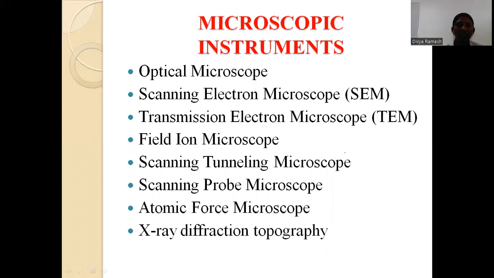These are the instruments. Previously they used optical microscopes, which work based on the principle of light. So without light, this microscope will not work and the image cannot be obtained clearly and it cannot be magnified in a zoom view. Later they developed the SEM and TEM. That is a scanning electron microscope and a transmission electron microscope. These are used as an advanced technique.